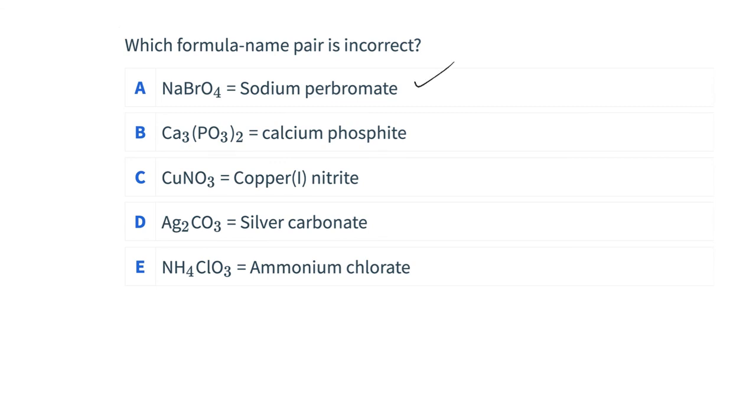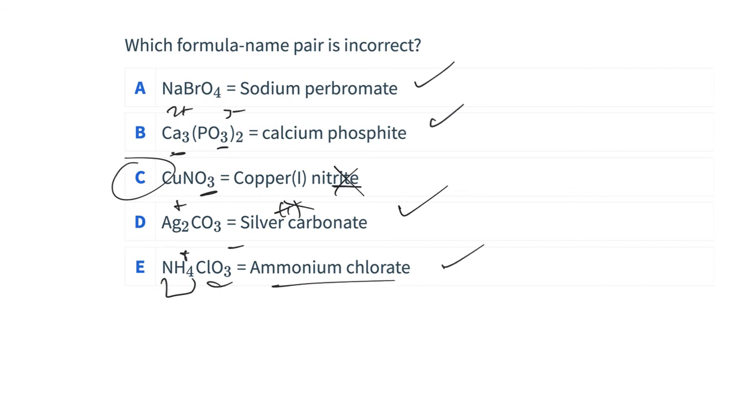Sodium perbromate is right. Calcium phosphite, that is phosphite, that is calcium. This is the right 2 plus 3 minus balancing of the ions, so that's right. Nitrite, this is nitrate. So this would be copper 1 nitrate, so that's the one that's wrong. Silver carbonate, you may have thought where's the 1, but silver is the one that we know by convention is plus, so we don't have to use the 1 for silver. So silver carbonate is the proper name. Ammonium chlorate is right for E.